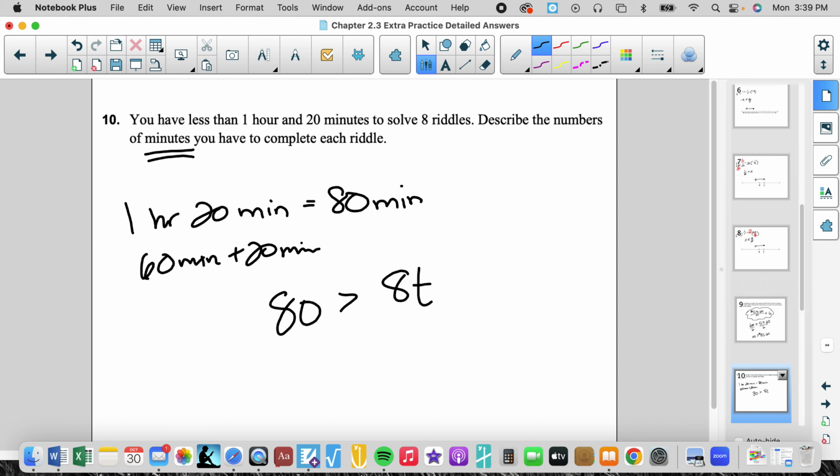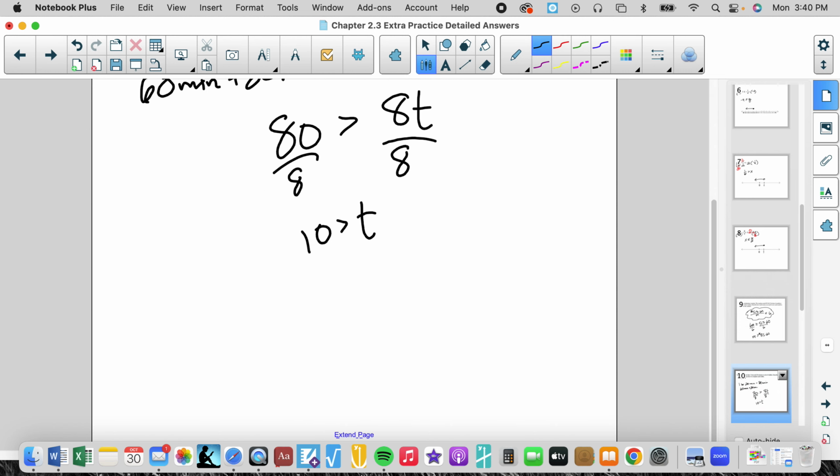So that time has to be less than 80 minutes. So that would be my equation that I would do. Time, T is the number of minutes per riddle, and I have 8 riddles. So I have to solve it in less than 10 minutes per riddle.